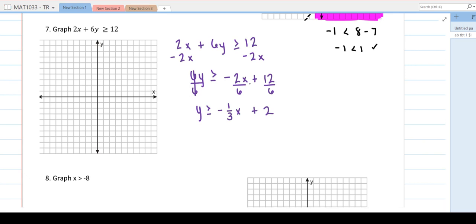And then I'm going to graph that. So my y-intercept is positive 2, and my slope is negative 1/3. So I'm going to go down 1, over 3. And then are we going to do a dotted or a solid line? Solid line. And then we're shading above the graph. On your homework, I think there's just a little paint bucket, and you pick the paint bucket and then you plot where you're putting it.